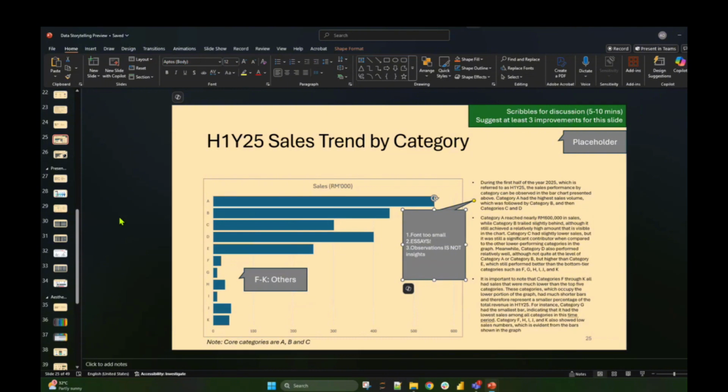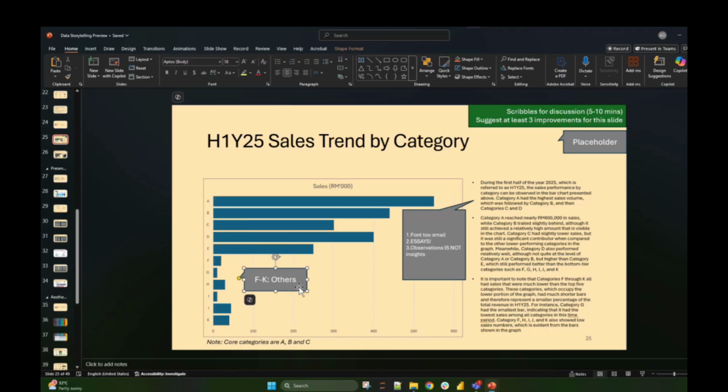Let me just minimize this a little bit. You guys may not see these core categories are A, B, and C. Okay, so now that you see this whole page, you can start commenting on any other thing. Catterson or Rachel or Kylie, Waifong. Leong says sort the sales dollar from higher value to smaller value.